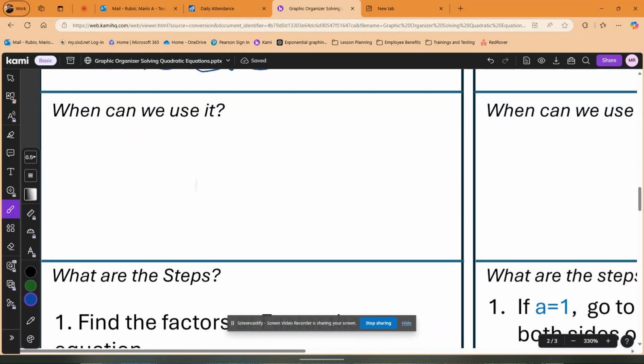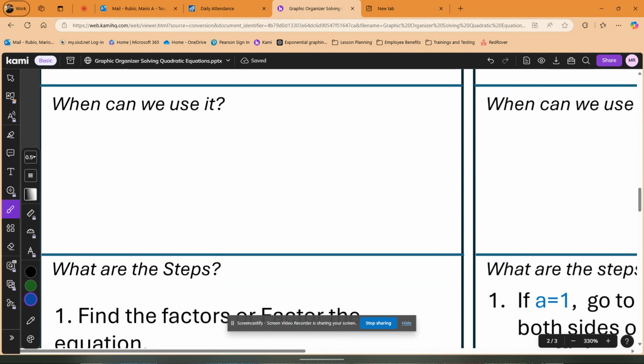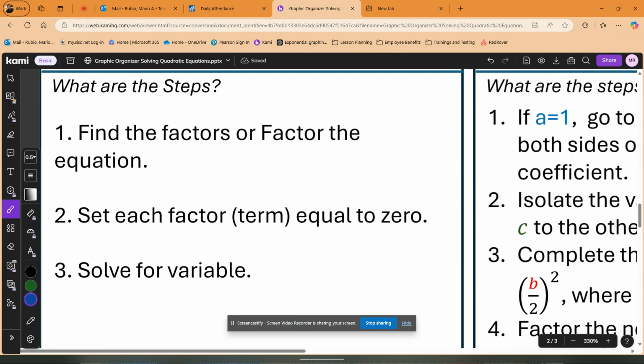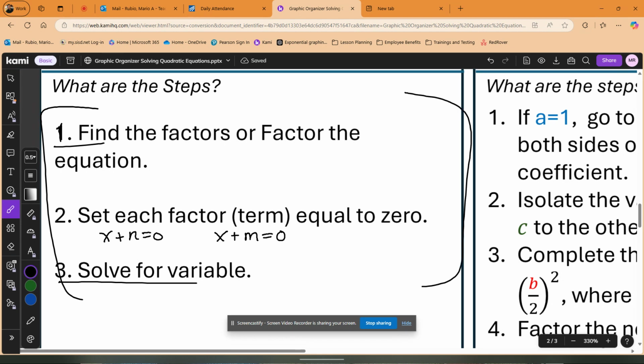Then you're going to scroll down to skip this one. When can we use it? And I want you to fill in the steps. What are the steps? Well, the first step is we need to find the factors, or factor the equation. That's where we're breaking it out into 2 binomials. Then you're going to set each term equal to 0. So whatever the factors are, x minus n or x plus n is equal to 0, and then x minus or plus m is equal to 0. Whatever these numbers are, you set them equal to 0, and you solve for x as your last step, or solve for the variable. These steps are what I want you to write down in your graphic organizer if you're in group 1.